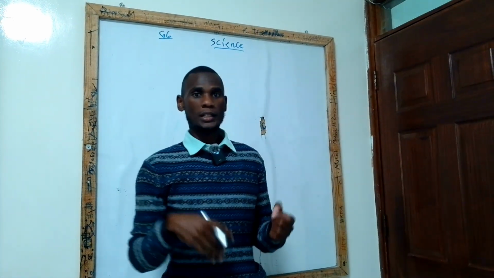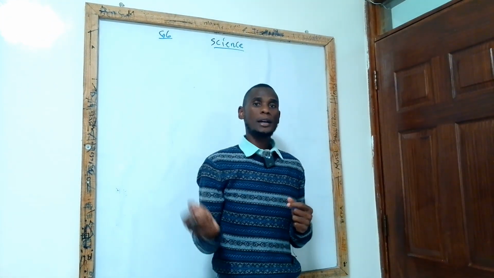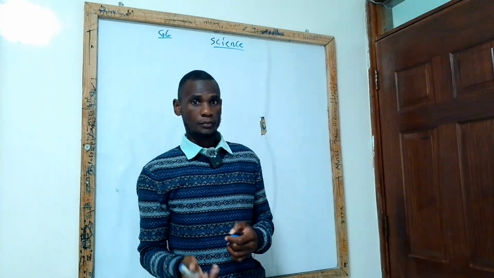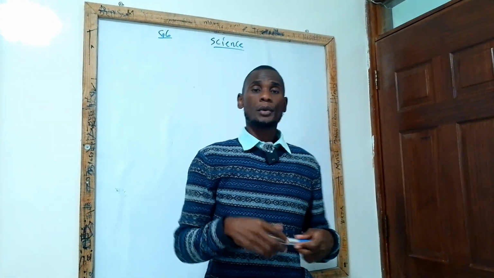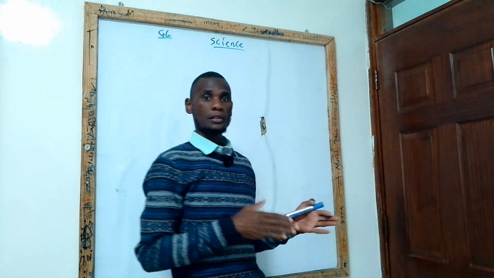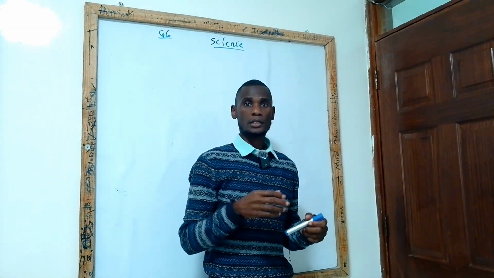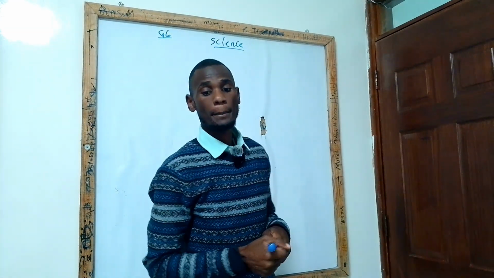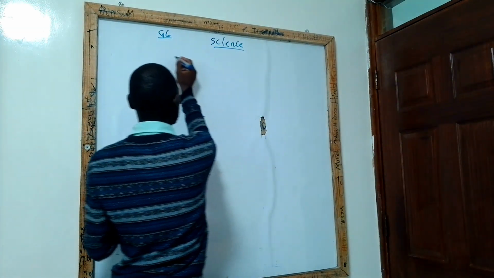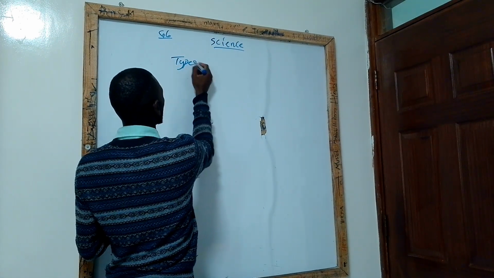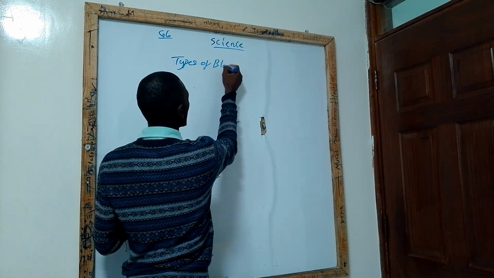So the other time we were discussing the human circulatory system. So today we want to discuss still part of the human circulatory system, but we want to talk about the blood vessels, types of blood vessels.